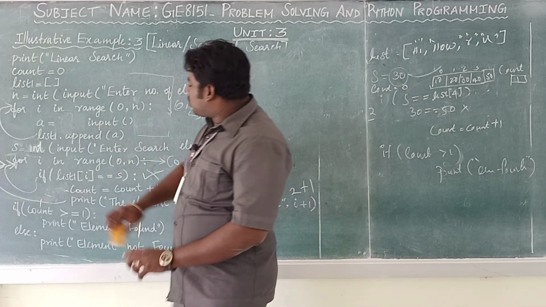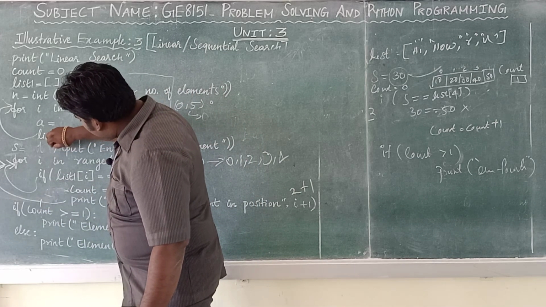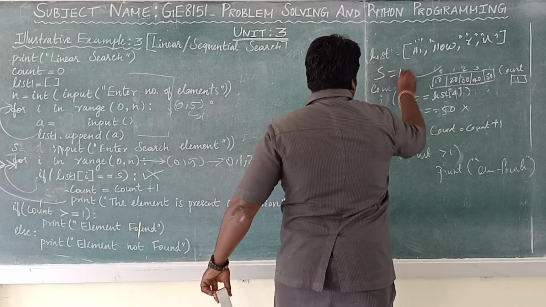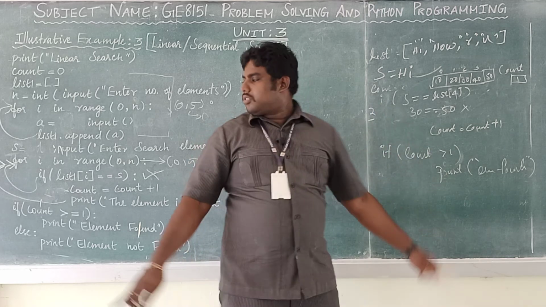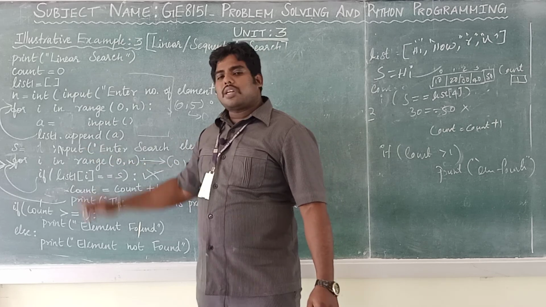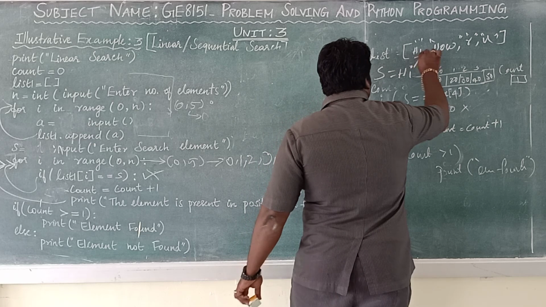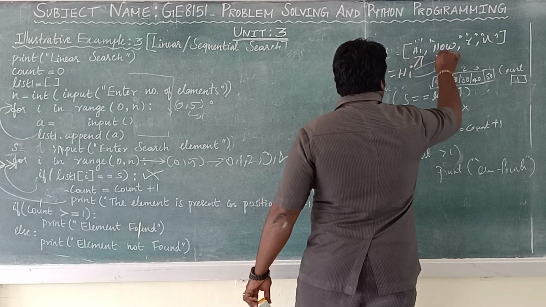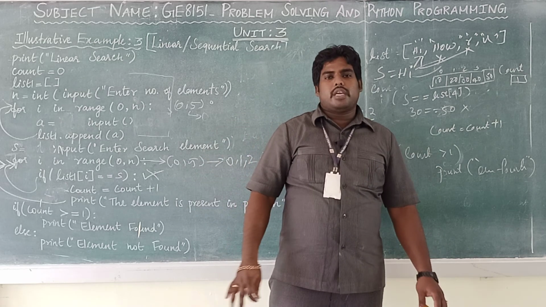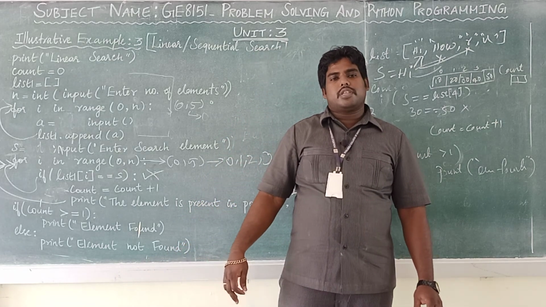And here also, for getting the search element, it's not a number, right? For example, my search element is hi. Here also no need for int, directly you can put input. Then all the logic is the same. You are just comparing hi with hi. Condition is true, element found. Here no, here also no. All the other logic is the same. I hope you understand this program, students. It's one of the important illustrative examples. Thank you.